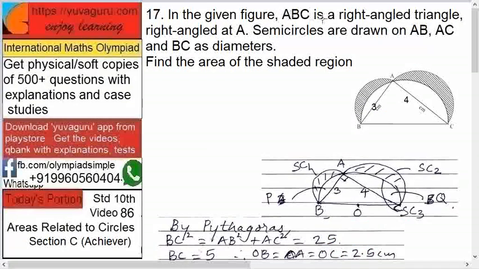In the given figure, ABC is a right angled triangle, right angled at A. Okay, this is angle A and this is ABC.